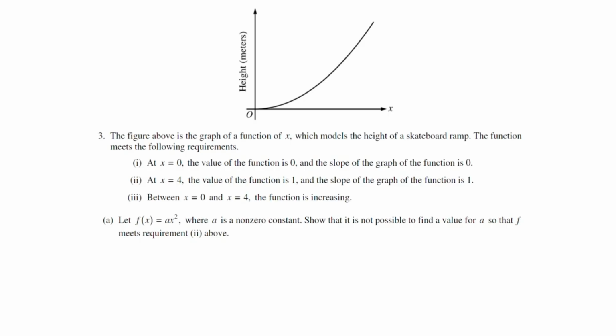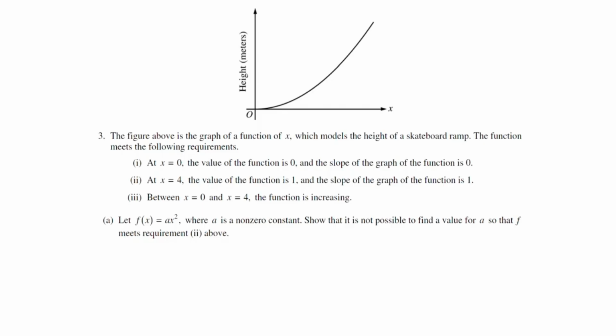All right, this is question number 3 from the 2006 Form B AP Calculus AB exam. It's another function FRQ where we're given a graph of a function, which models the height of a skateboard ramp. We know that at x equals 0, the value of the function is 0 and the slope is 0. At 4, we know the value of the function is 1 and the slope of the graph is 1. And between x equals 0 and x equals 4, the function is increasing.